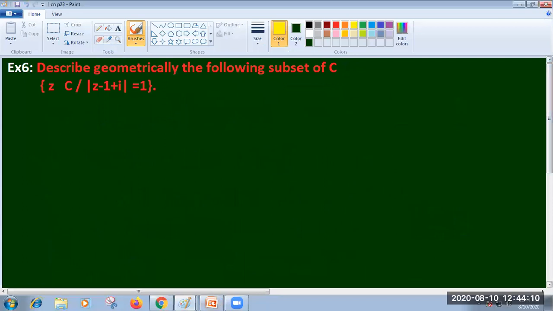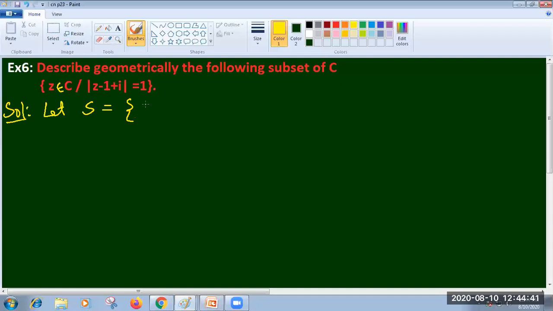Describe geometrically the following subset of C: z belongs to C, complex number, such that mod of z minus 1 plus I is equal to 1. This is also almost similar. It is an example problem from the textbook. Now let the given set be S.